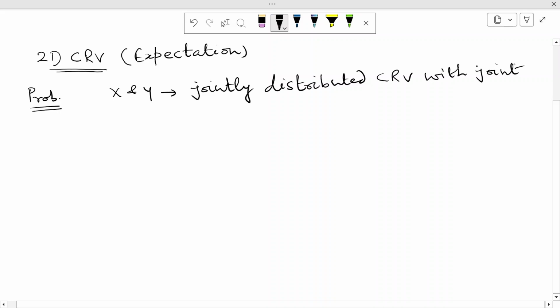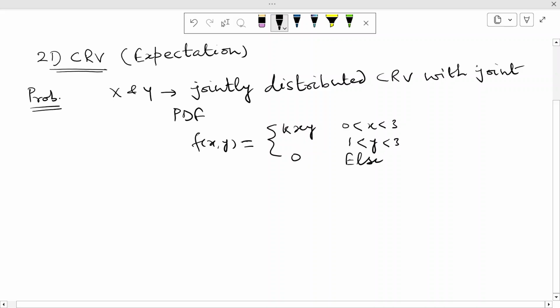We are also provided with this joint PDF. It is given as f(x,y), defined as k times xy when x lies between 0 and 3 and y lies between 1 and 3, and 0 elsewhere. So apart from these values of x and y, this function is 0 everywhere.